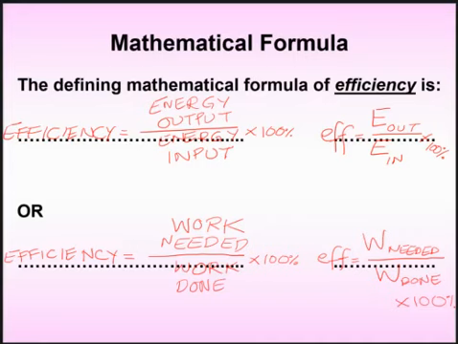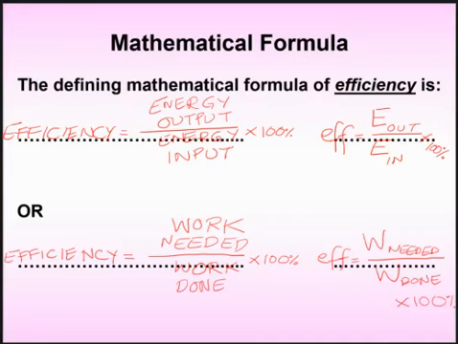Okay, question. What if you did less work than you need? Do we even ever consider that case? No. We always consider a case where you do at least how much you need, or more. If you do exactly as much as you need, if needed and done are the same, what's the fraction? 1. What's 1 times 100%? You are 100% efficient, which means none of your energy went to waste.